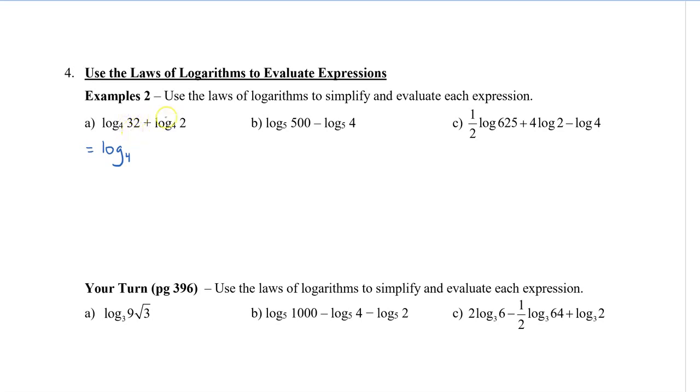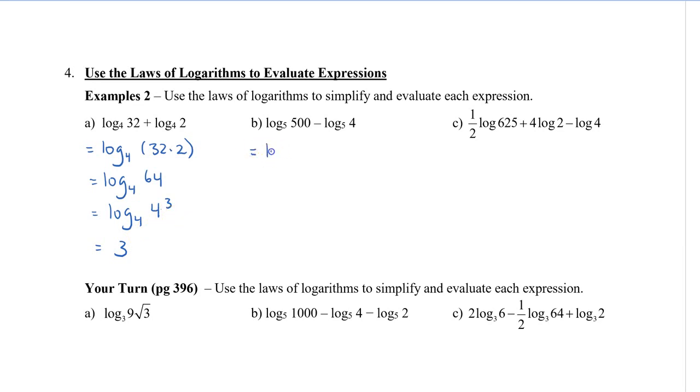So 32 times 2 is going to be what we do first. Since I'm adding the logs, that means I have to multiply the values. So this gives me a log base 4 of 64. So again, I get base 4. 64 is 4 cubed. Since the base and the value that I log are both the same, my answer is just the exponent of 3.